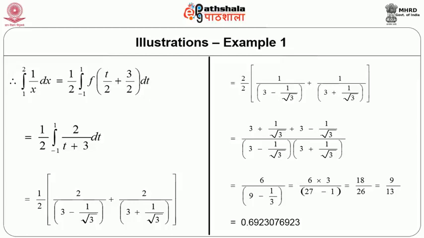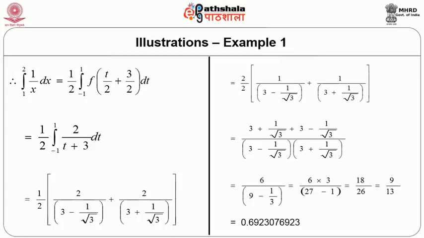It gives, that is 2 outside, 2 by 2 is 1, and simply 1 upon 3 minus 1 by root 3 plus 1 upon 3 plus 1 by root 3. We can take LCM, it is 9 minus 1 by 3 and numerator becomes 3 plus 1 by root 3 plus 3 minus 1 by root 3, that is 6 by 9 minus 1 by 3. The answer is 18 by 26, that is 9 by 13.